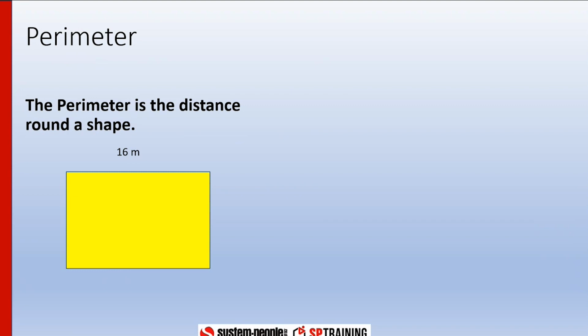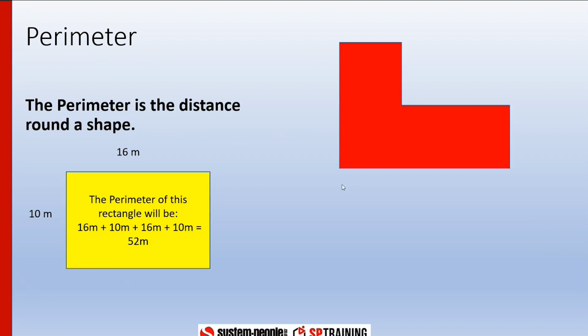So here I've got a rectangular shape, and it's 16 meters in length, and it's got a width of 10 meters. And so what we would do is we would add up all the sides, 10, 16, 10 and 16, and that comes to 52 meters. If you're looking at the perimeter, imagine you're walking around the building and the distance around it.